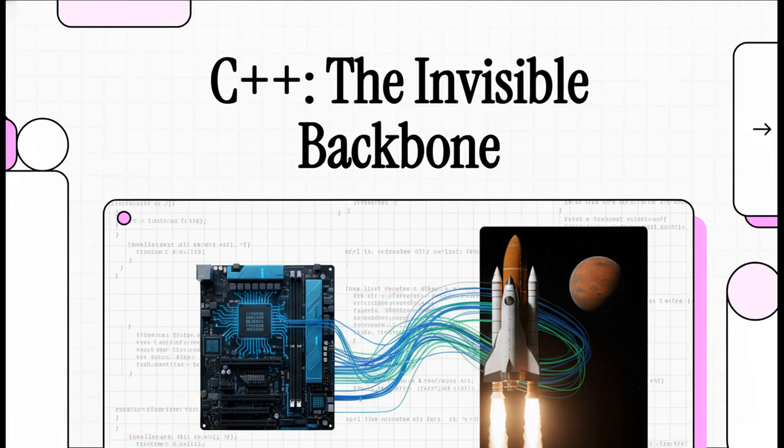You know, from the operating system running on your computer right now to the software that flies rockets to Mars, there's this incredibly powerful unseen language that acts as the backbone for pretty much our entire digital world. That language is C++. And today, we're going to dig into how it was born, how it's changed over the years, and why it's still so unbelievably important.